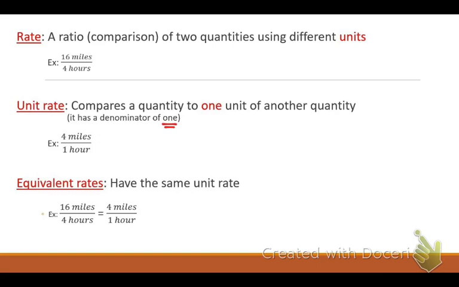Going on to the last part, it says equivalent rates. We know the word equivalent means equal, okay? So this means they have the same unit rate. 16 miles per 4 hours is equivalent or equal to 4 miles per 1 hour.